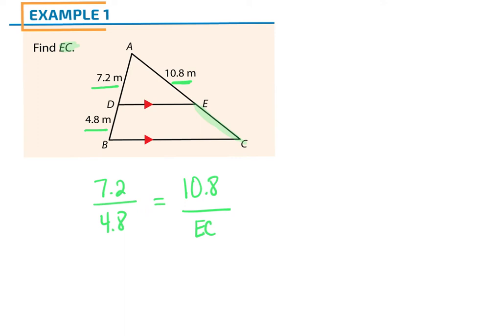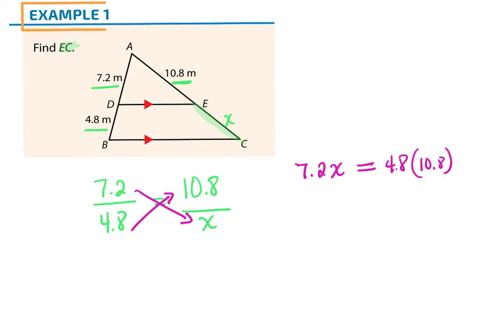And instead of writing EC, you can write a variable. Just like on the example I just gave you, you can write a variable wherever you figure out you're going to do it. That way in your equation, you have a variable. Then you're just going to do cross multiplication: 7.2 times x equals 4.8 times 10.8. You multiply and then divide, and you will see that EC equals 7.2 meters.